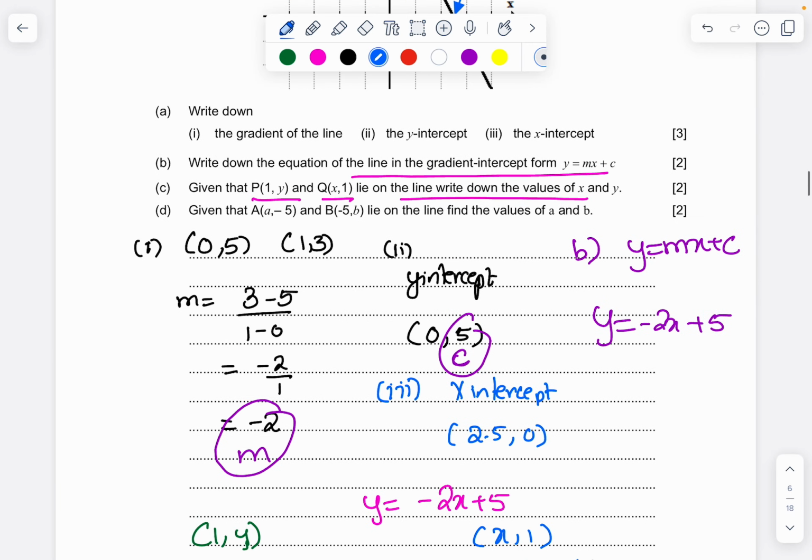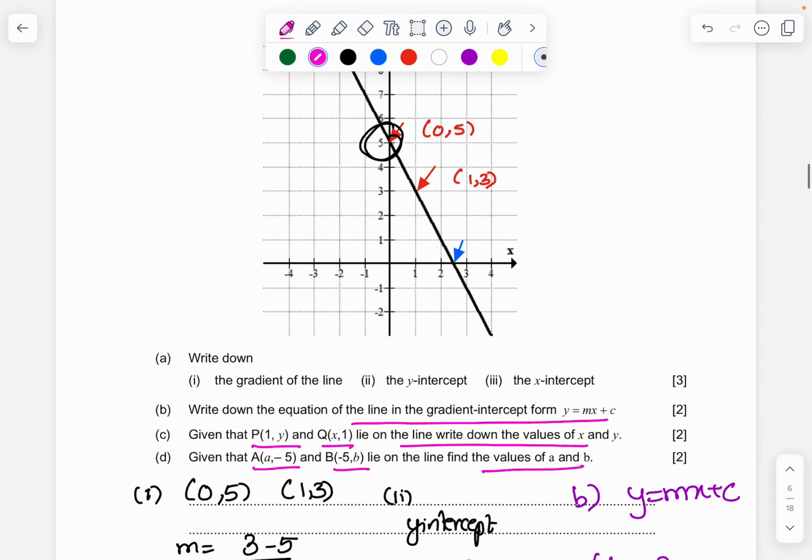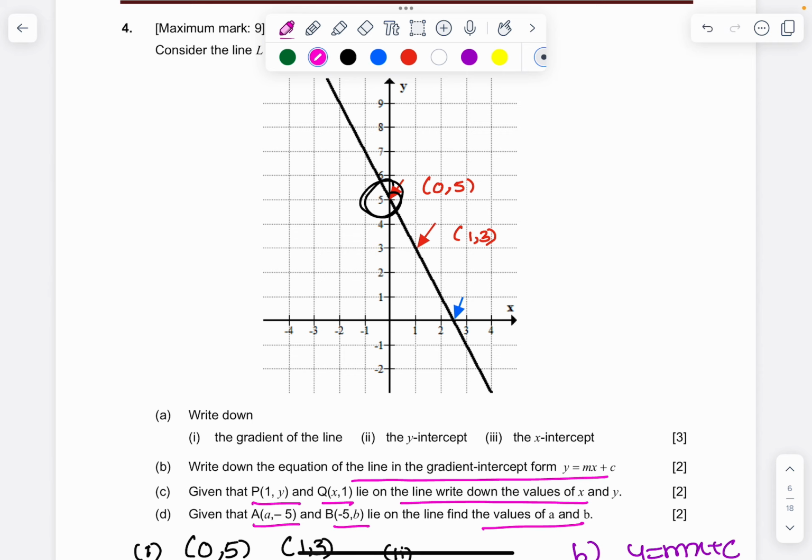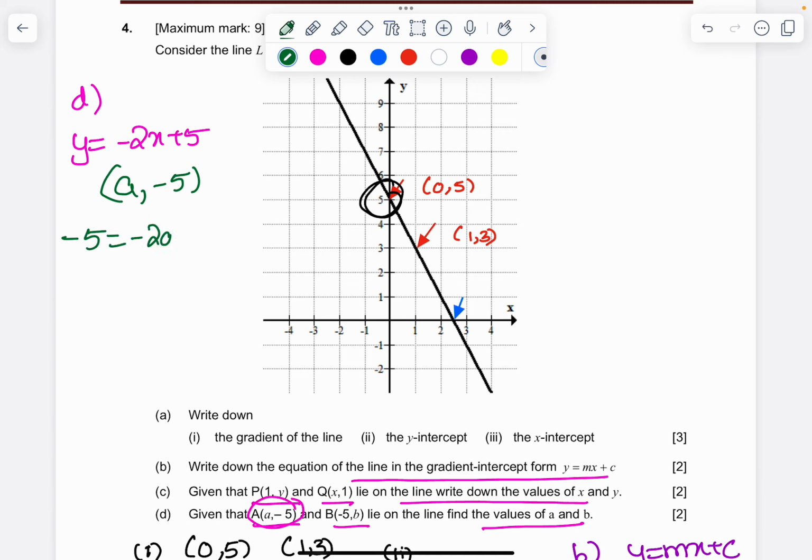Given that (a, -5) and (5, b) also lie on the line, find the values of a and b. So what was that? Part D, y equals -2x plus 5. What is that point? (a, -5). So -5 equals -2a plus 5. -2a equals -10. a equals 5.